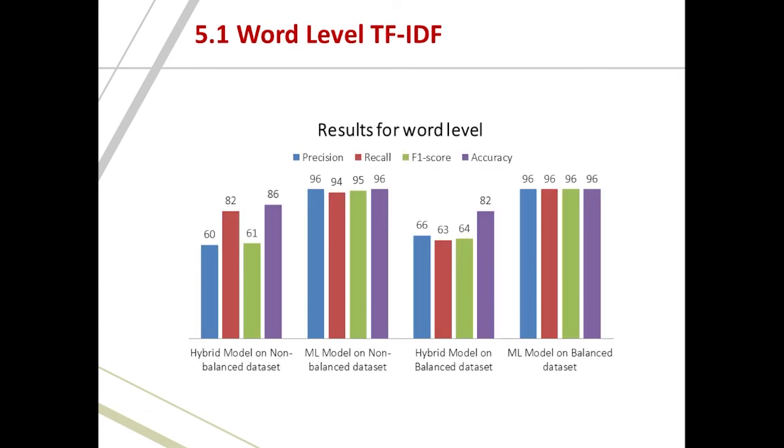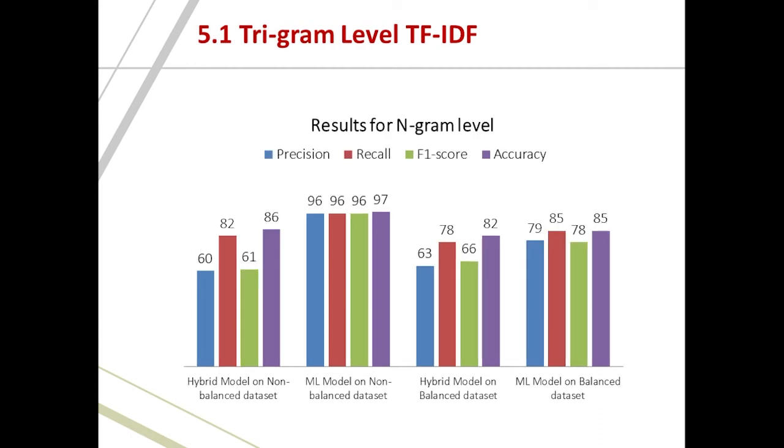This figure shows the result of the word level. As we can see, for the machine learning model, all of the measurements have almost the same results, but for the hybrid model, we can see that there is a large difference between all of the measurements. The next figure shows the trigram level.